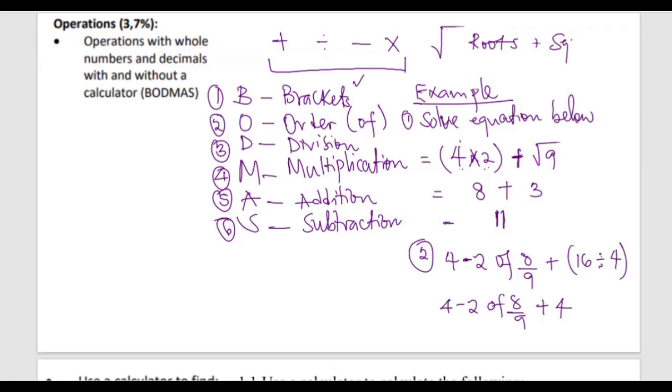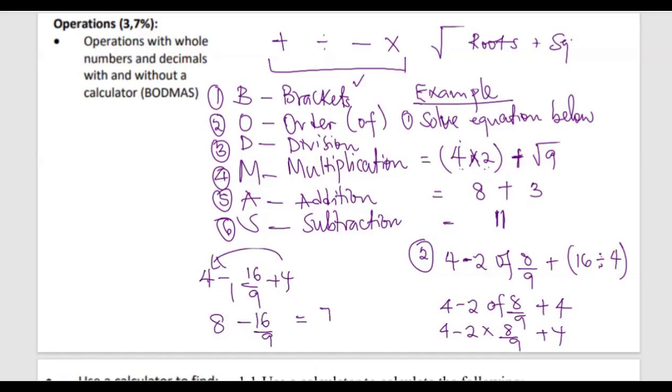So having solved the bracket, what do we go on? Order, which is what? Of. So 4 minus 2 of becomes a multiplication plus 4. So these two here, you multiply them out. So it becomes 4 minus 16 over 4 plus 4. Remember, addition comes before subtraction. So you add. This is a negative number, so you're going to add these two. 4 plus the 4 here, which becomes 8 minus 16 over 9.